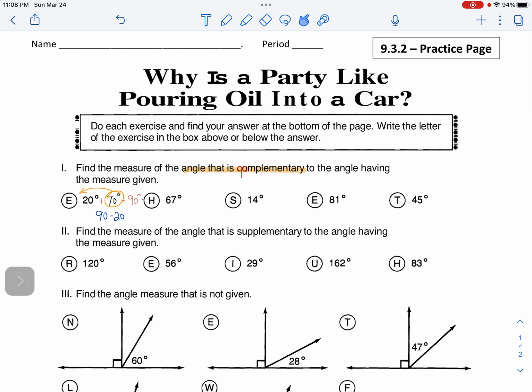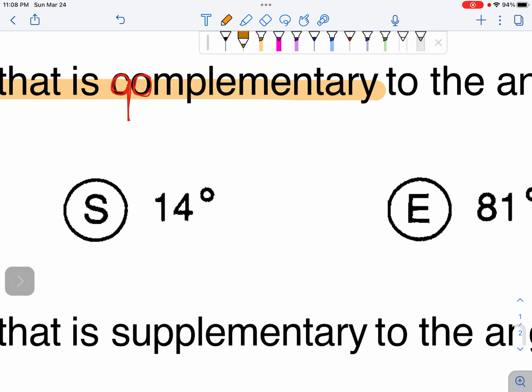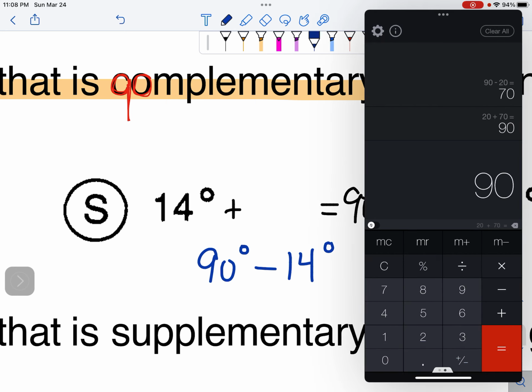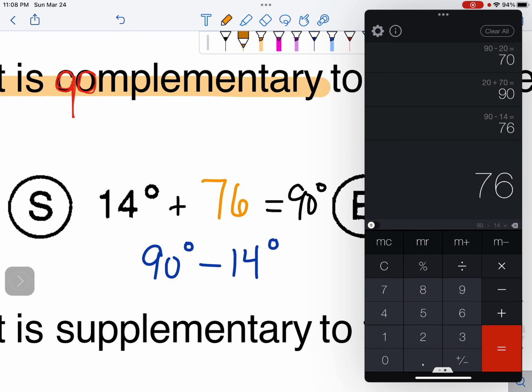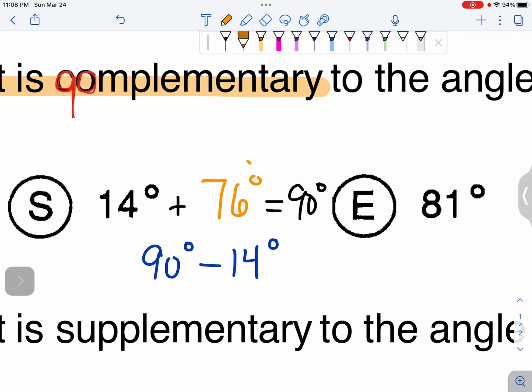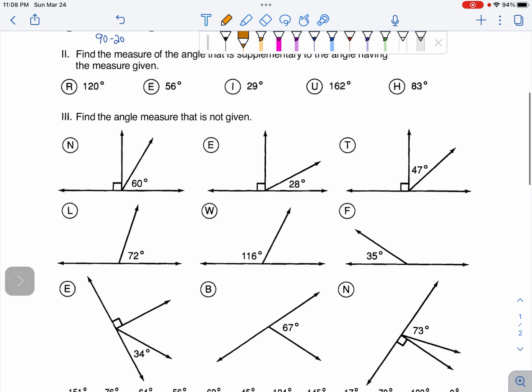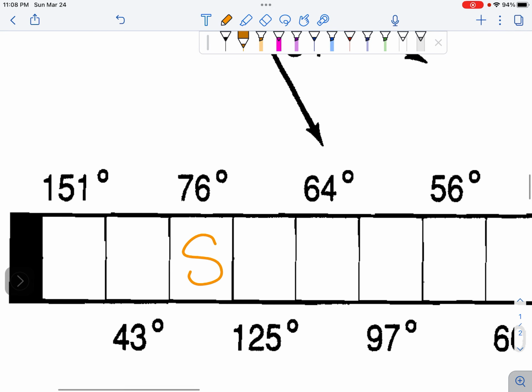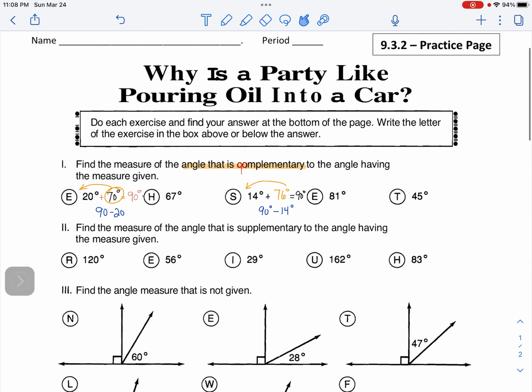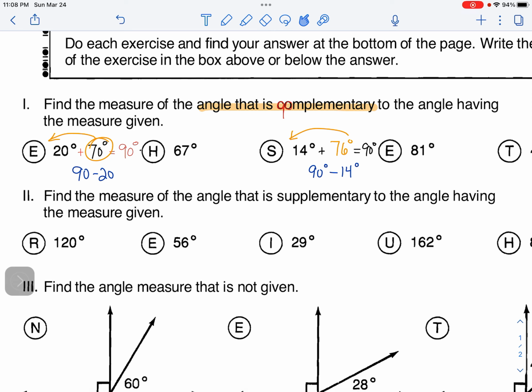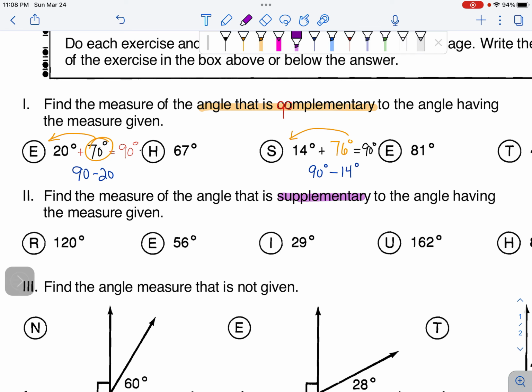That first one wasn't too tricky, but let's look at S here. We're still looking for complementary angles, so we need to add something to make 90 degrees. This one isn't quite as easy, but if we just turn this into a minus problem where we take away what we know, then it's not so hard. Take away 14 gets us to 76. That means 76 degrees should be the correct answer. 76 plus 14, yep, gets us back to 90. So this 76 degrees goes with S.